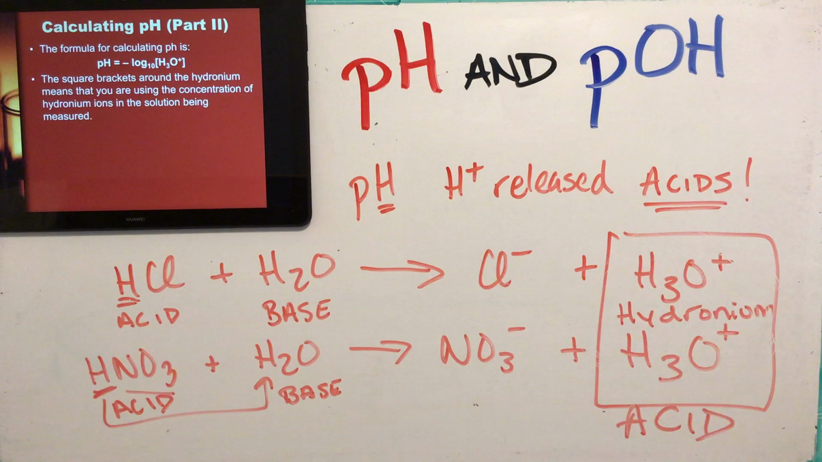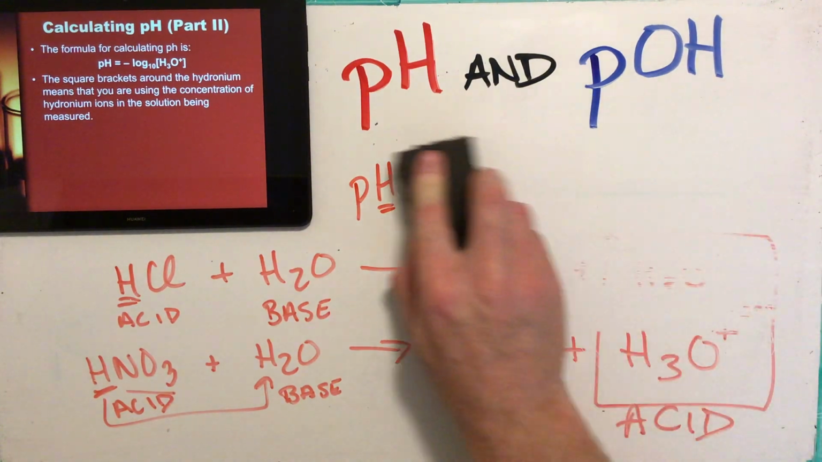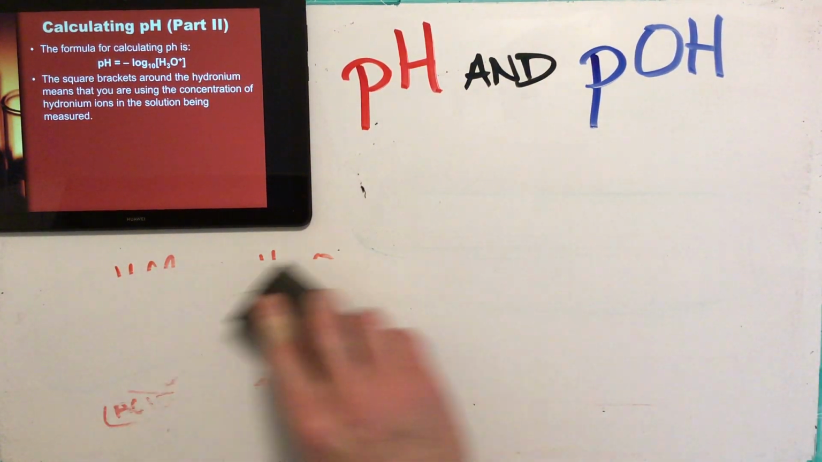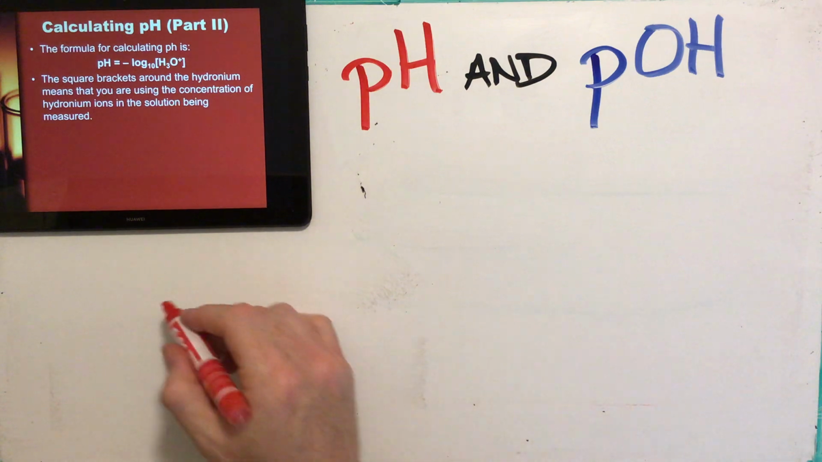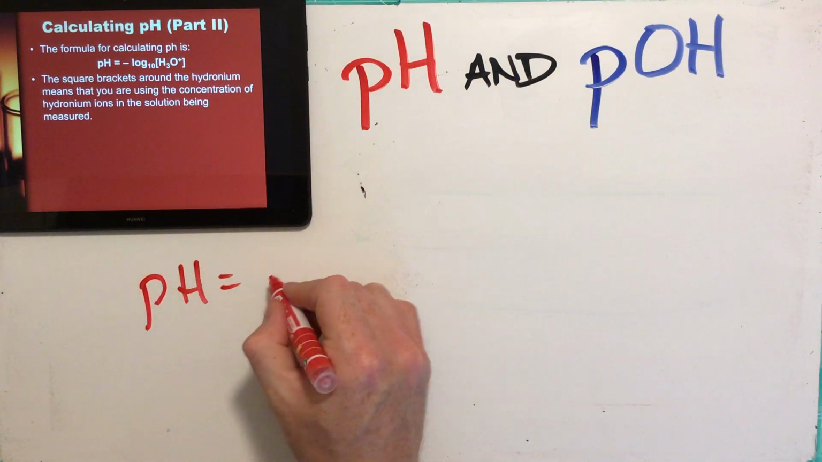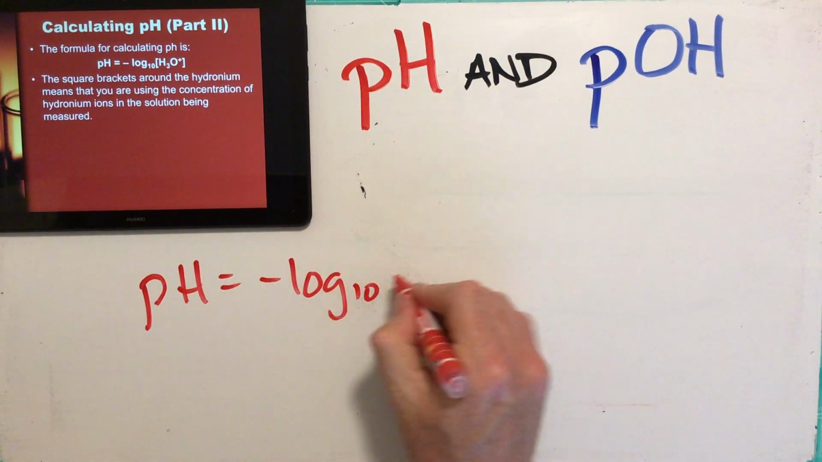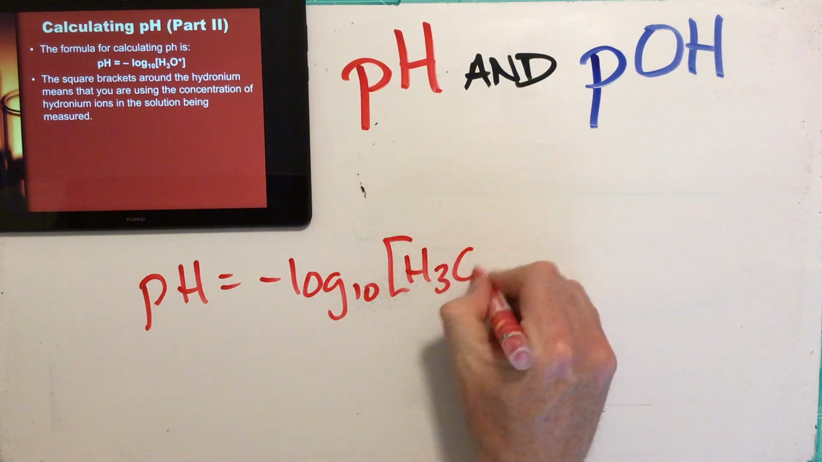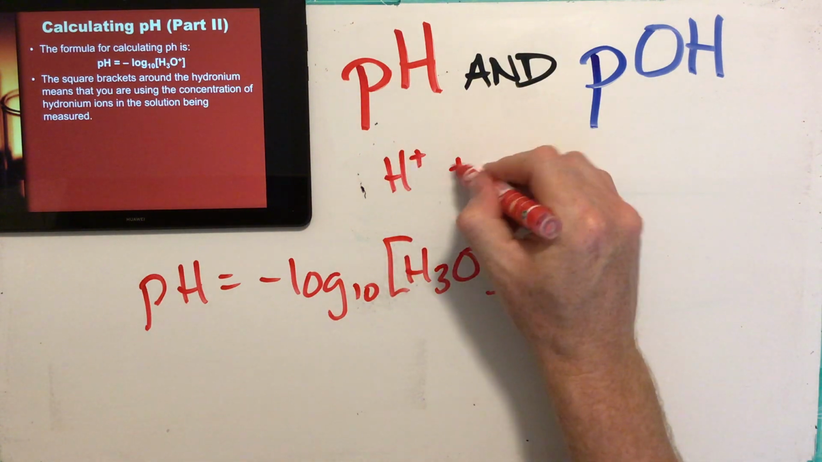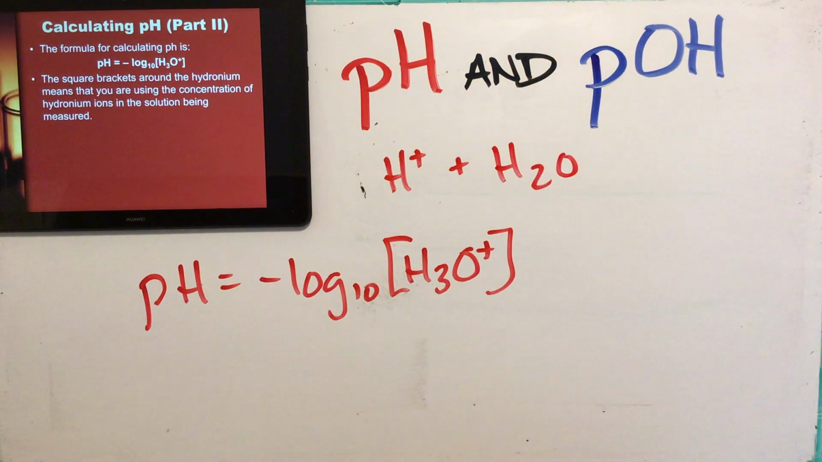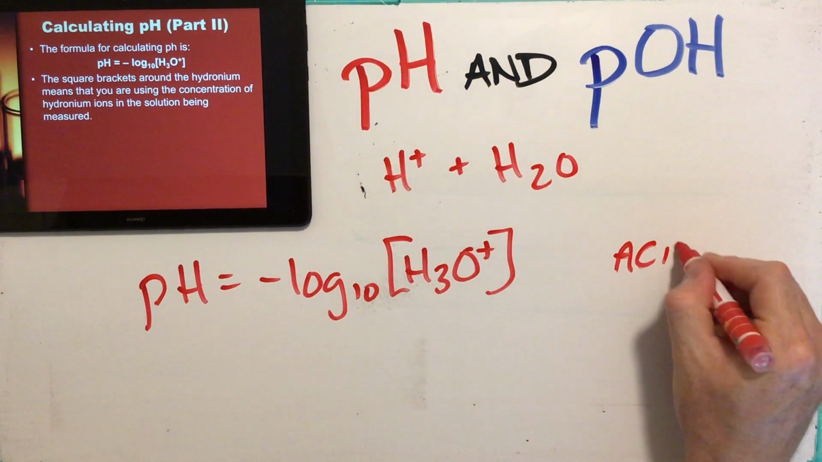The square brackets around it. So now that I've made that link for you, let's look at that formula. There's square brackets around the hydronium part of it, right? So if I look at it, pH is equal to negative log 10 of this, the hydronium ion, right? And we get this when H plus combines with water. And we know we get the H plus from this. So this is for acids only.